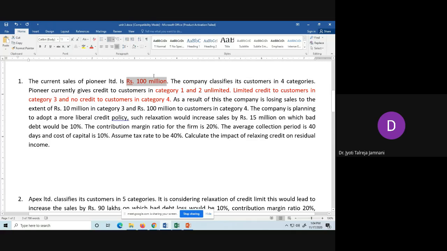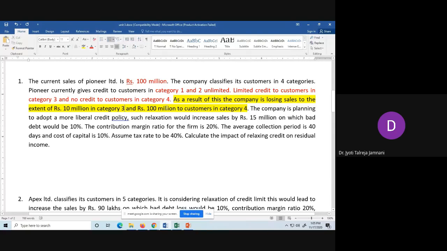Because they are following this policy, they are losing sales. Why are they losing sales? Because category 3 people say you are giving limited credit, so I cannot buy more goods from you. So he is buying less, therefore 10 million worth of sales are lost. And category 4 says, when you will not give credit, I cannot buy from you much. I don't have cash. So therefore, they're losing almost 100 million of sales in category 4. Now, what happens if we lose sales? Our profitability will come down, our targets will not be achieved, and the competitors will go ahead of us, which we don't want. It is obvious that we want everything to be done better than our competitors.